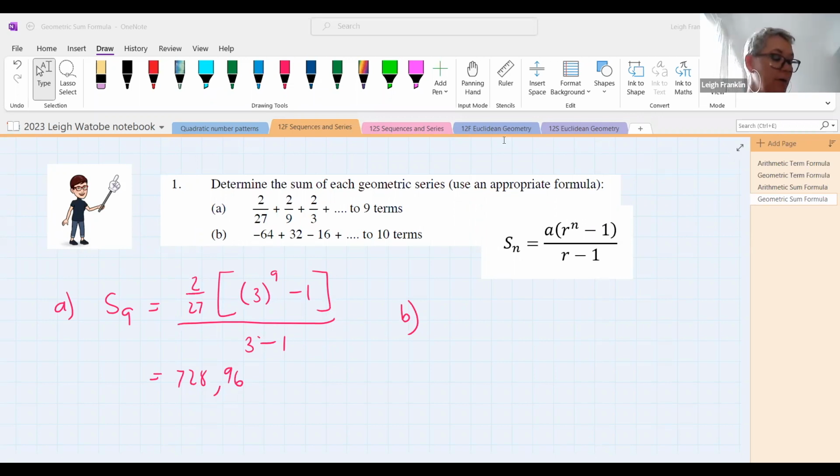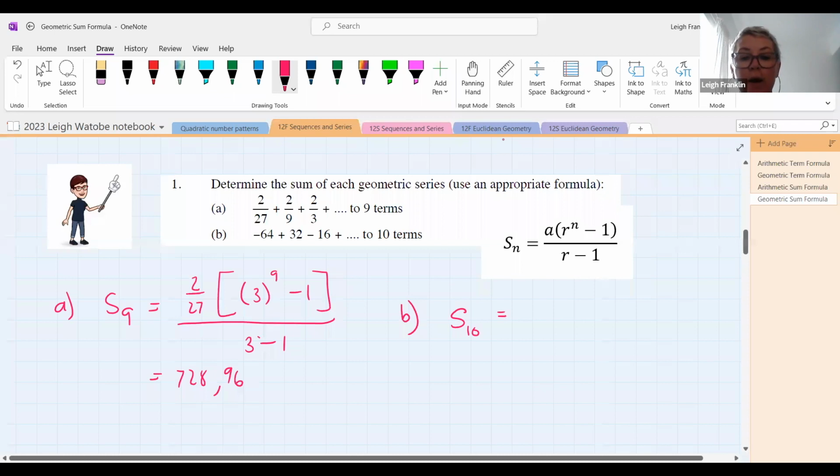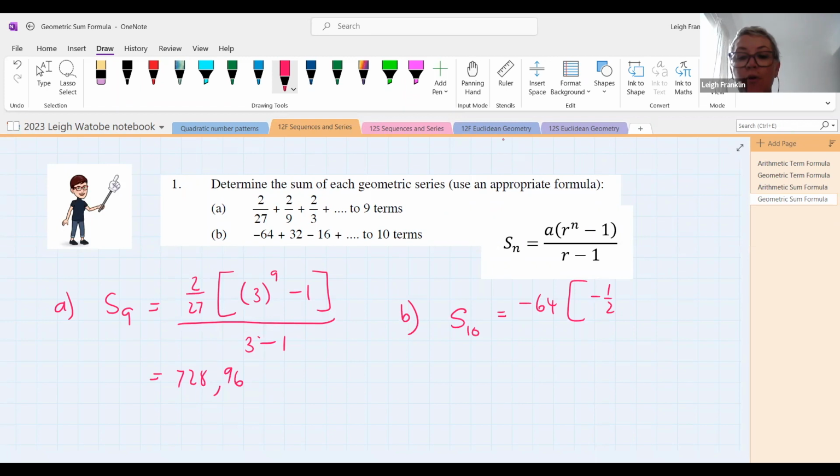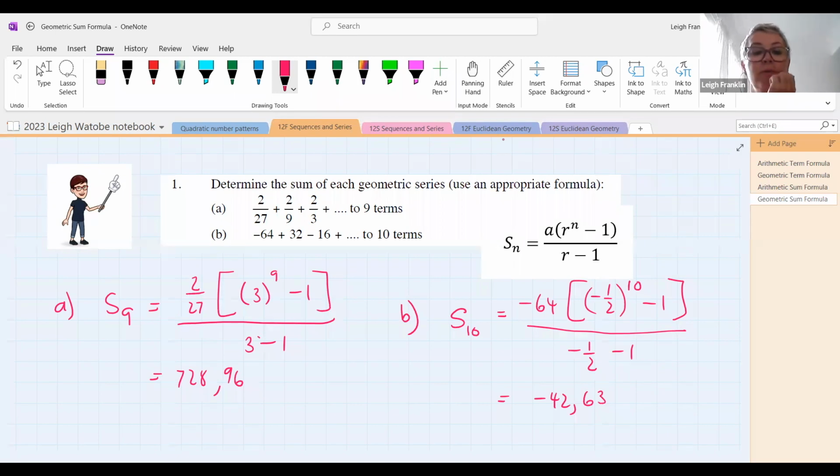All right, and then in part B, what we would have done is the sum to 10 terms is equal to our A value, which is -64. Our R value is -1/2. Remember when you substitute, you've got to substitute in brackets and put exponents on the outside. Very, very important, because if you don't do that, you're going to change the signs of your answer. And then down at the bottom, R - 1, and then here you should have had -42,63 if you press the SD button.